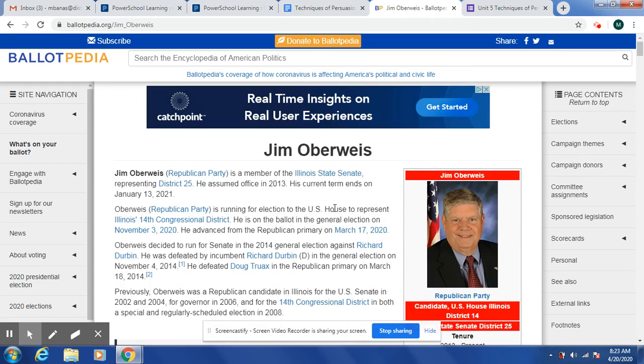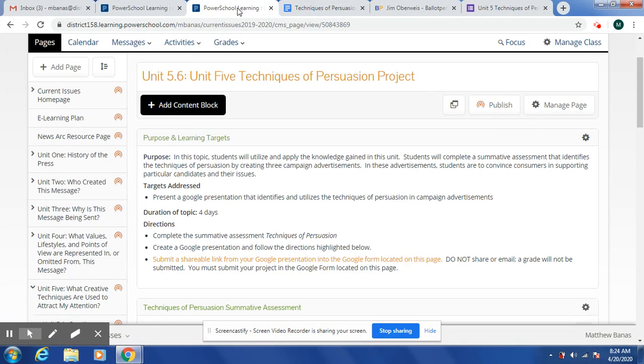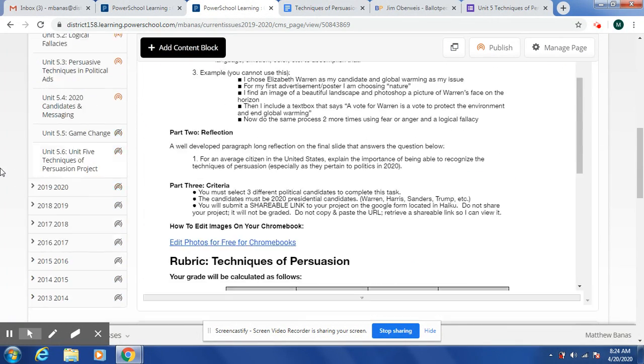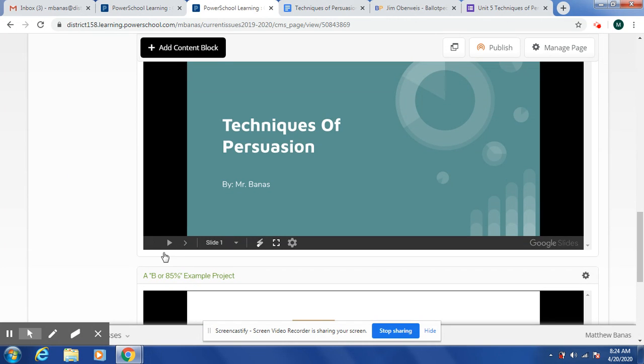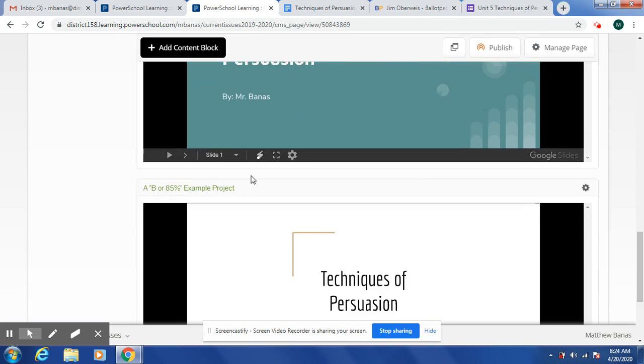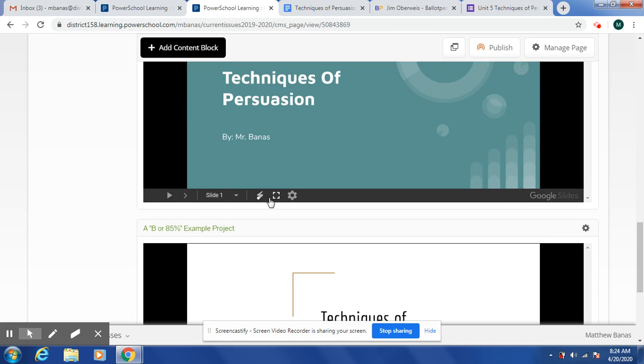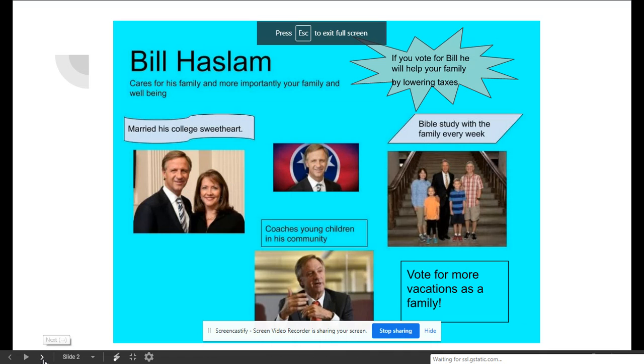So this is how you can do these candidates. You can do whoever. All I want you to do is find three people who are running for office in 2020. Let's look at some examples. I'm going to show you a B example, and I'm going to show you one that got an A. Perfect. Okay, let's look at this project.